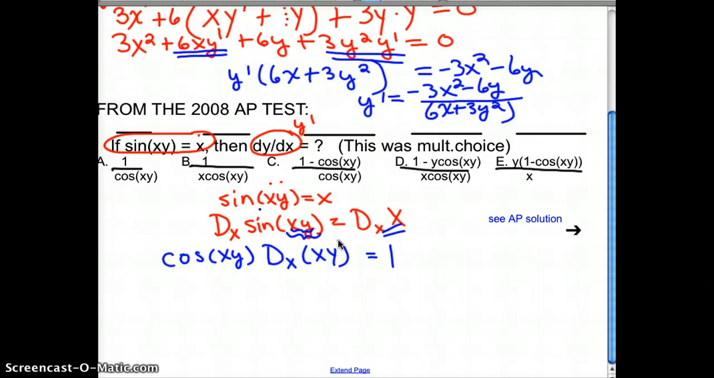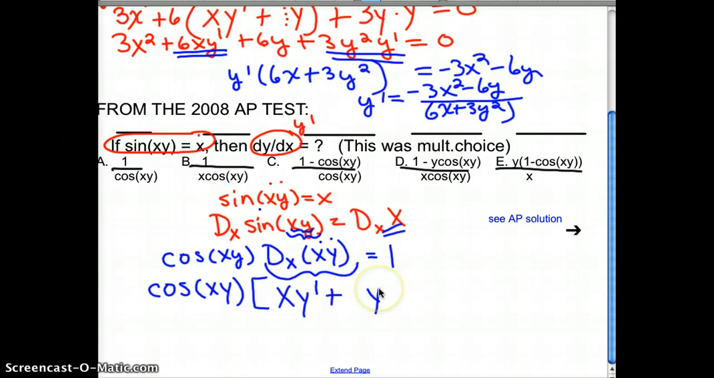So what I have now is the derivative of a product. So I have to use my product rule. So I've got cosine xy, and then I've got product rule. So I'm going to go put my product rule in here. Remember what that is. It's the first, which is x, times the derivative of the second, plus the second, which is y, times the derivative of the first. And again, with respect to x, that's just a 1. I'm going to go put that in there. Bam. My goal is to isolate that y prime.